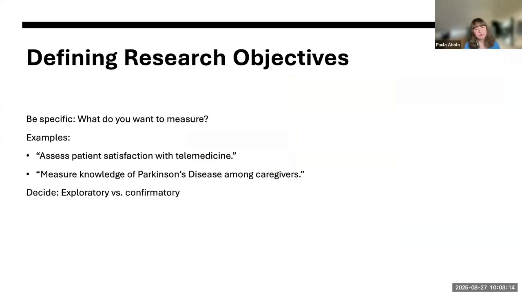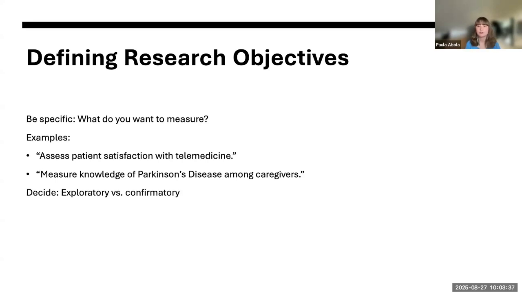So, defining research objectives: you must start with a clear and specific goal. Are you trying to assess satisfaction, knowledge, attitudes, or anything else for your research? An example here is if my aim was to measure knowledge of Parkinson's disease among caregivers, then my survey should focus narrowly on that.